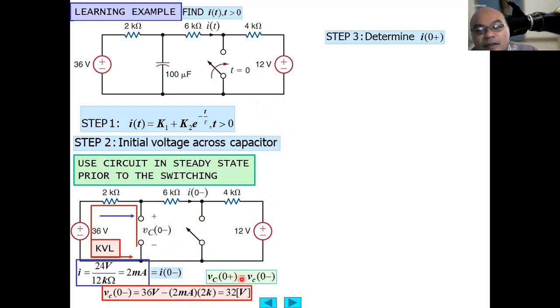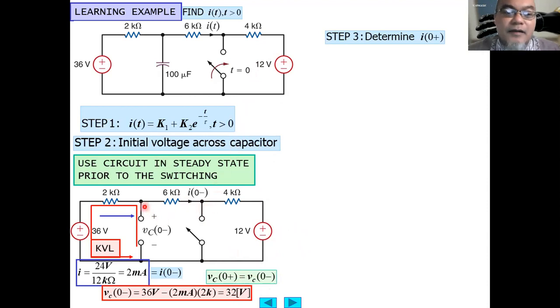As we know, in a capacitance the voltage is continuous, so the voltage at the capacitance just after the switch is turned on should equal the voltage of the capacitance just before the switch is turned on. This is expressed mathematically like here: VC at t equals 0 plus equals the VC, the capacitor voltage, at 0 minus.